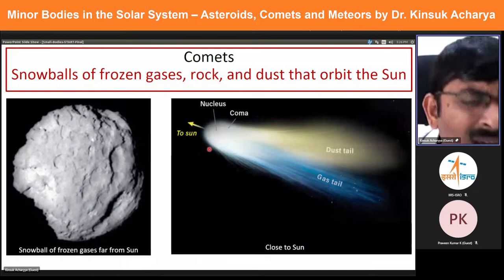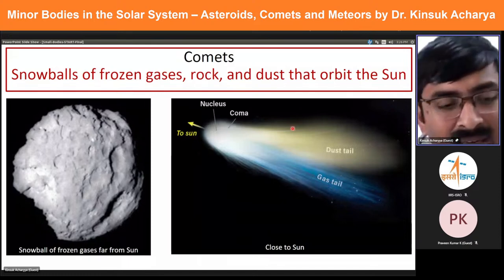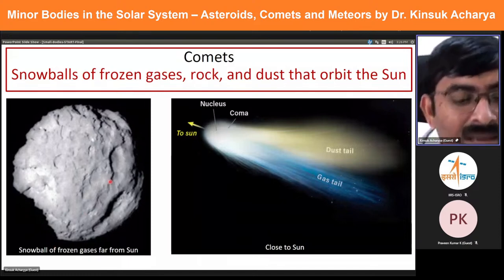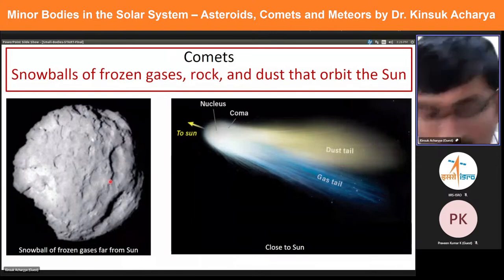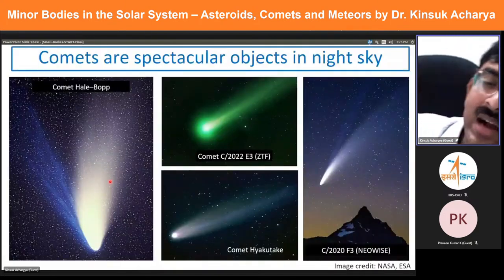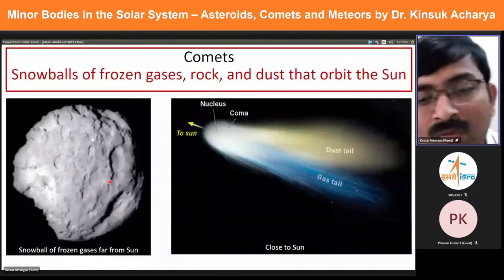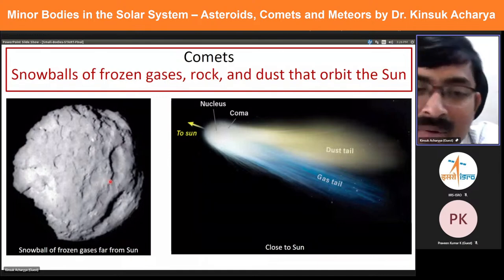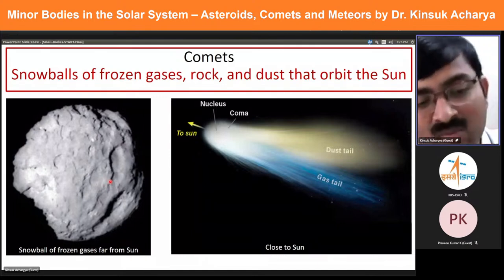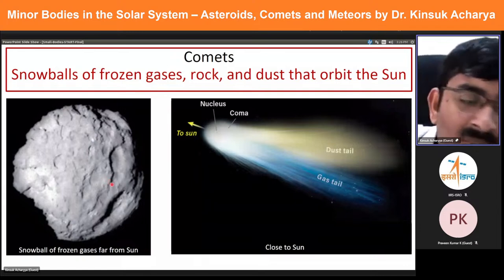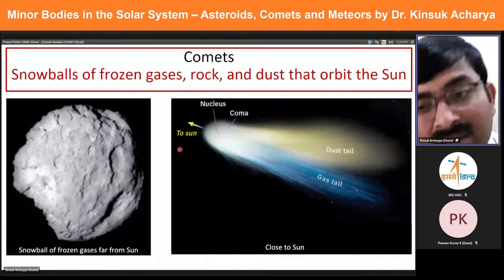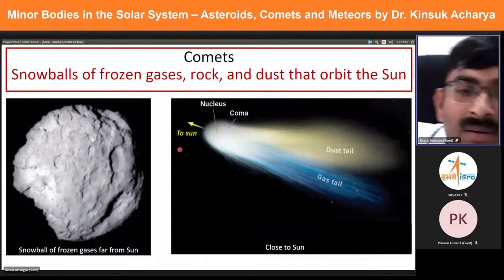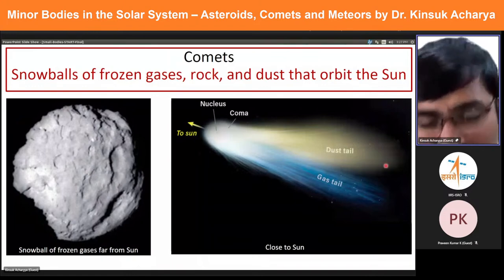So here I want to make one thing clear, that these objects are just a snowball of frozen gas when they are far from the sun. So what we see in this image is when they come close to the sun. But if you try to observe them far away, first of all, we cannot observe them. They're very small objects, and you cannot see them with the present telescopes. They are only frozen snowballs. Only due to the solar radiation, their atmospheres are formed.